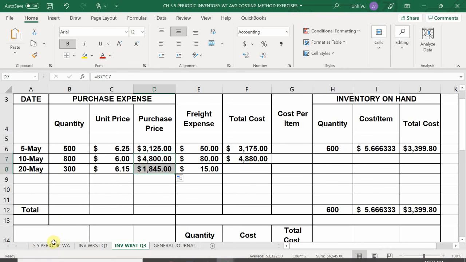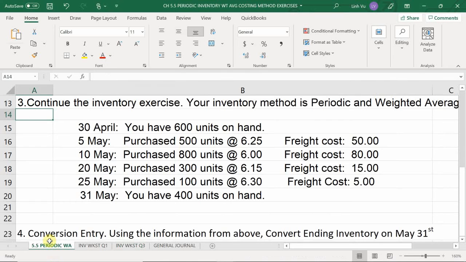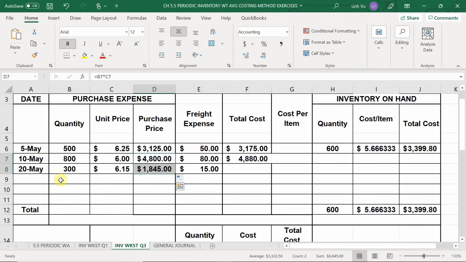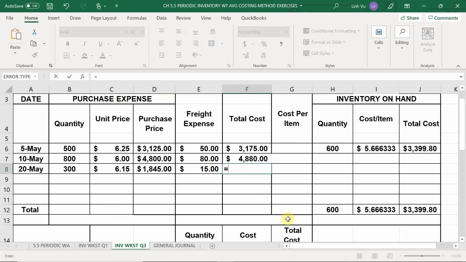Hold on, it's 300 units at $6.15 with a freight of 15. Okay, so oh, I forgot to add the 15 cents. Whoops. Okay, that's fine. Okay. $1,845, okay. Plus $15 of freight gives me a total cost of 1,860.